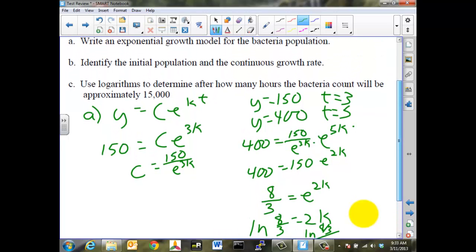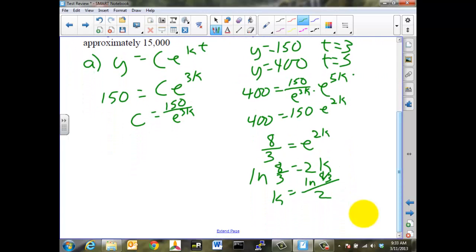Identify the initial population and the continuous growth rate. The initial population, what is initial population? T equals 0. What is y? That's what it's asking for. And you're right, it's always going to be whatever C is, because when I put t equals 0 in here, I get e to the 0, so just whatever C is. So if I put my k that I found into there, I can figure out what my C is, which is going to be my initial population.